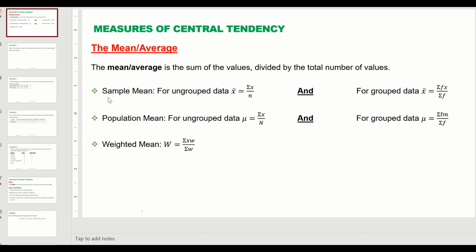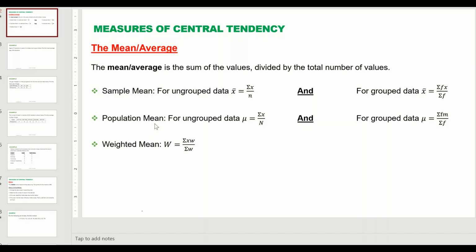If we are calculating the mean of the sample, for the ungrouped data, it is denoted by x bar, which is equal to the sum of all observations, that is sigma x, divided by n, the total number of observations. And for a sample mean for grouped data, same symbol, x bar for mean, is equal to the sum of f times x, where f is the frequency, divided by the sum of f. So that is for the sample mean.